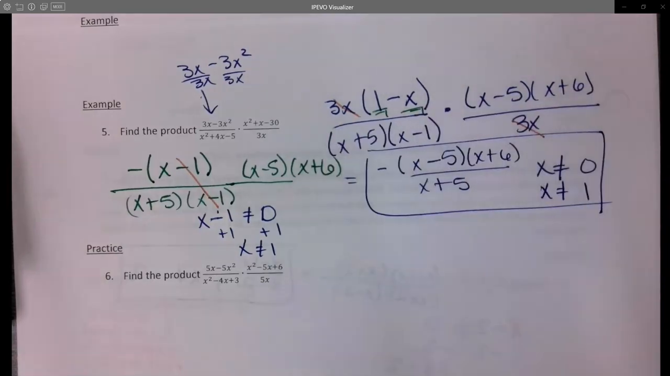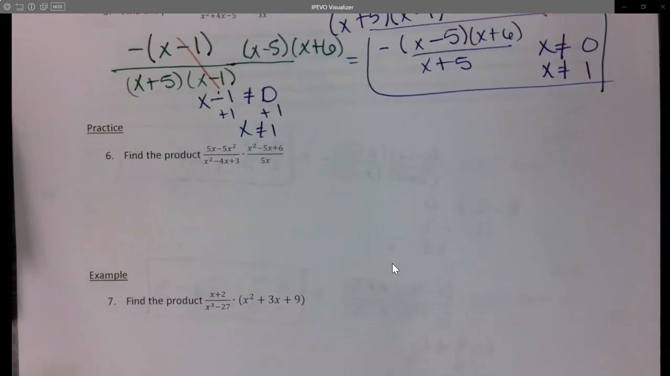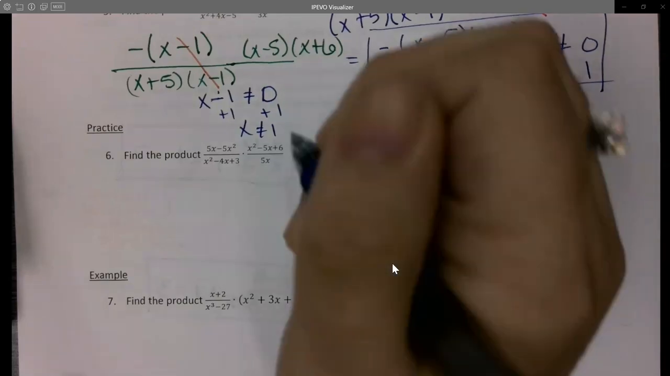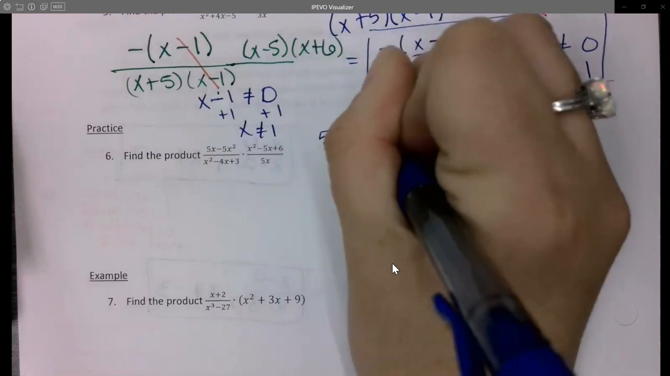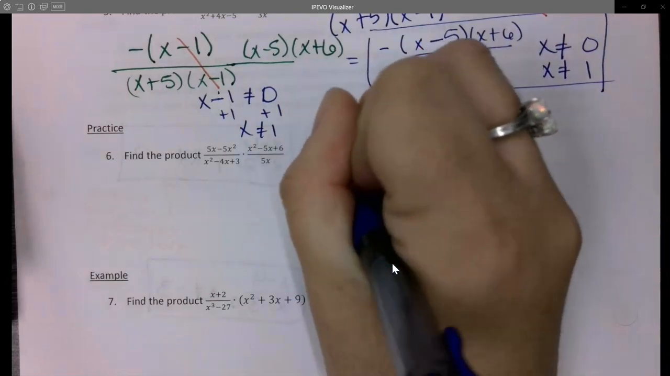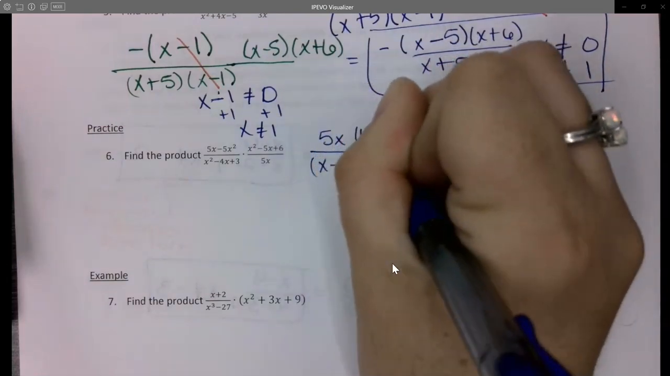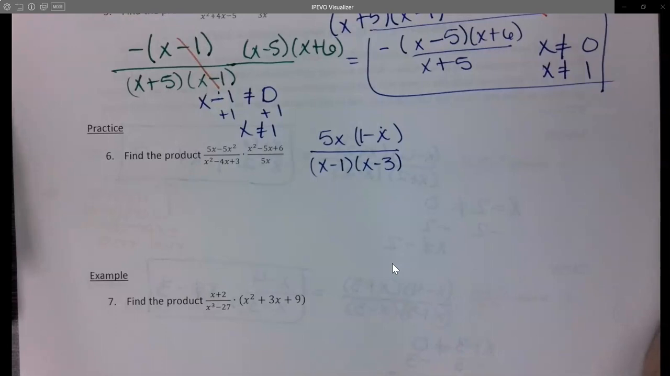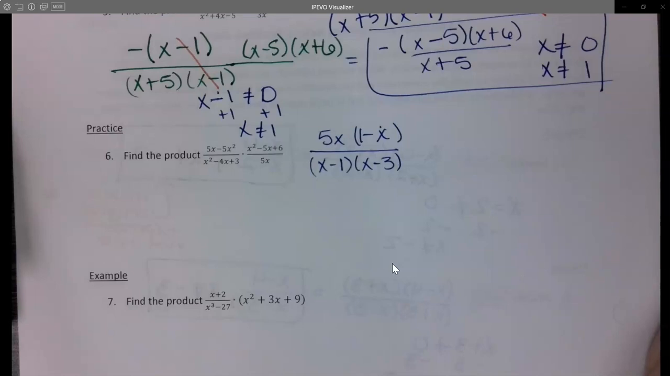So questions here. Okay, so number 6, what do I get when I factor? How about 5x, 1 minus x on the top, and then on the bottom I get x minus 1 and x minus 3. It's both of them. Yeah, they're both negative. You can write it in either order, but they're both negative. You will get the same answer.